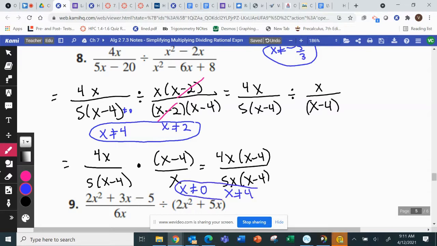I now have 0 and 4 when originally I had 4 and 2, so things are going to change. That's why we need to check it before and then after the multiplication. We're going to check it when it's division and check it when it's multiplication. So now that we've checked it, now we can cancel. Looks like the x minus 4s cancel, and then the x by itself cancels. So we get 4/5.